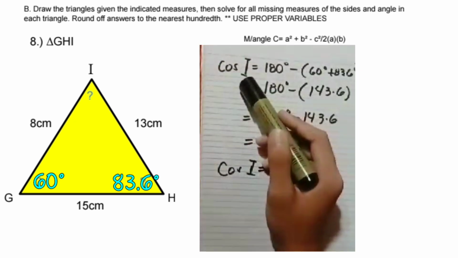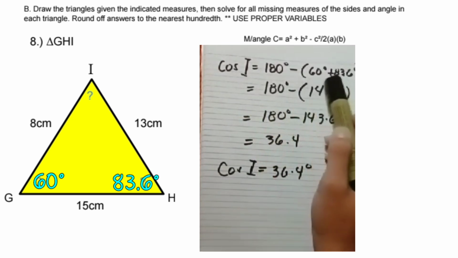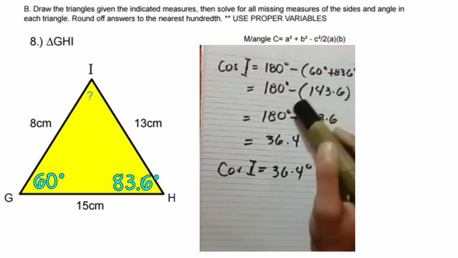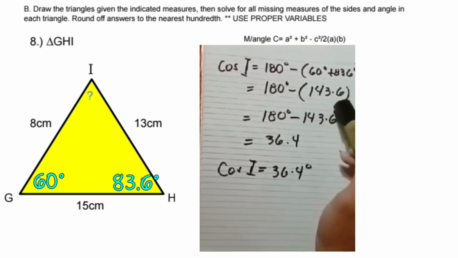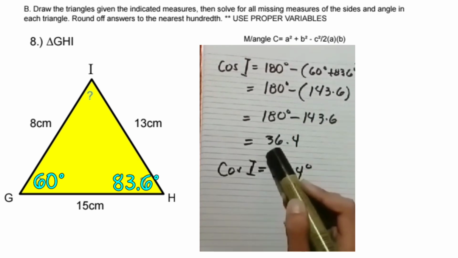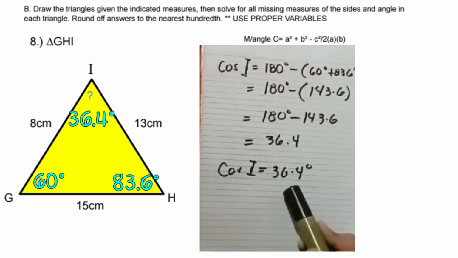To find angle i, we use the formula 180 degrees minus 60 degrees plus 83.6 degrees. We used this formula because we already found angle g and angle h. So 60 degrees plus 83.6 is equal to 143.6. 180 degrees minus 143.6 is equal to 36.4. So our angle i is equal to 36.4 degrees.